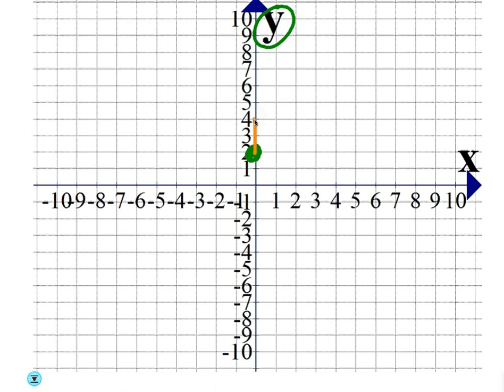Like this, up 2 over 1, 2, 3. Whoops, I went over 4. There, it gives me my next point. I have 2 points, and then I'm just going to connect them with a line.